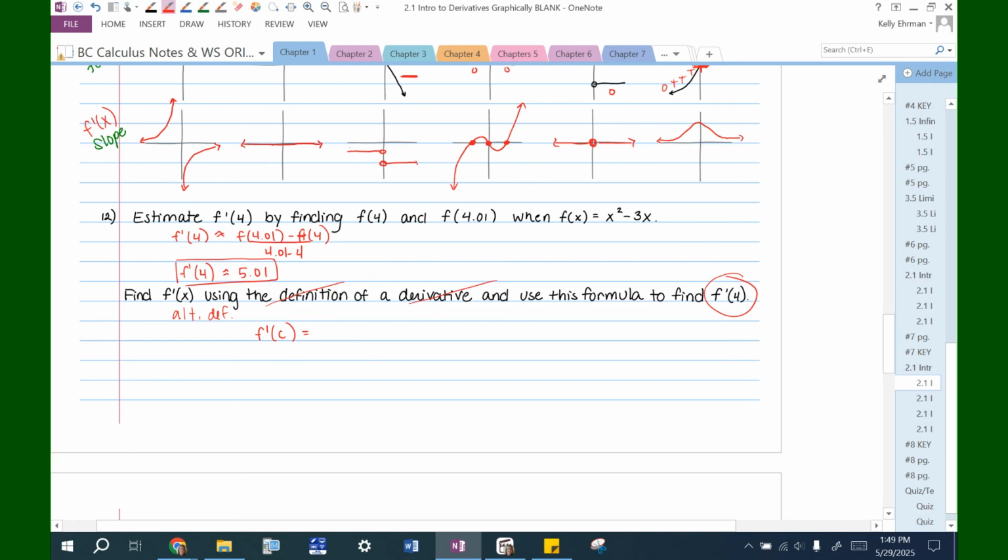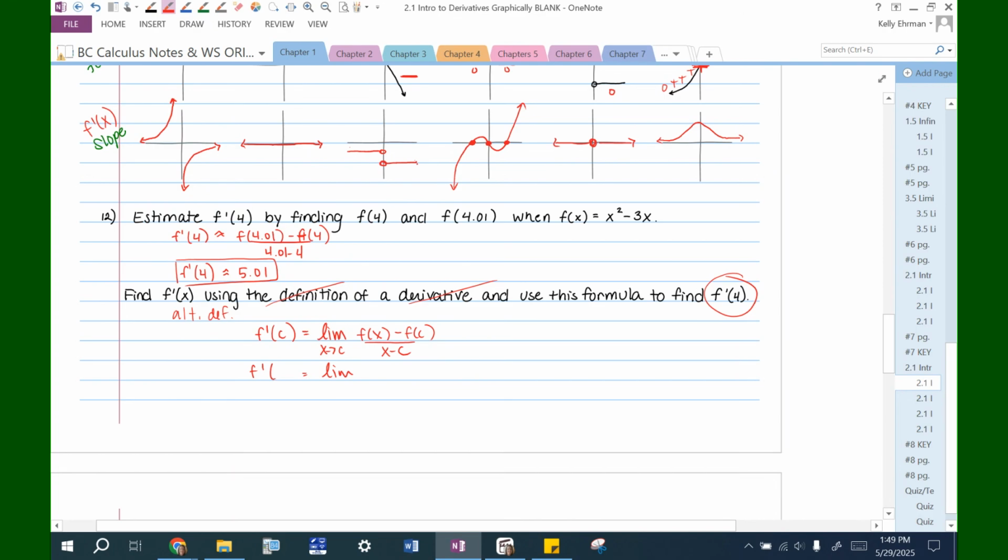I'd have to do the long way with the difference quotient. But this is if you're supposed to ultimately plug a number into it, evaluate. It's equal to the limit as x approaches c of f of x minus f of c over x minus c. This is something to memorize.